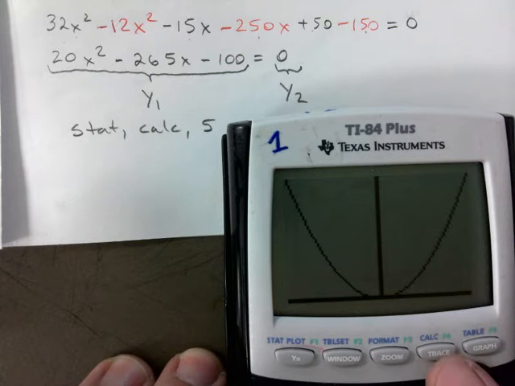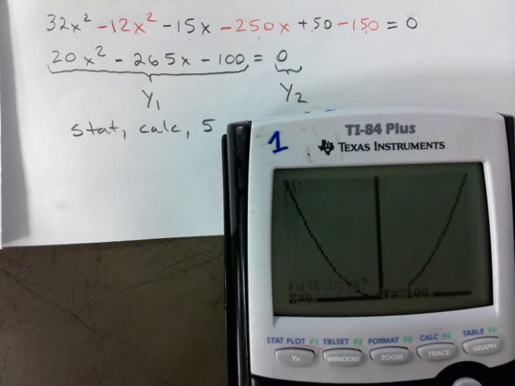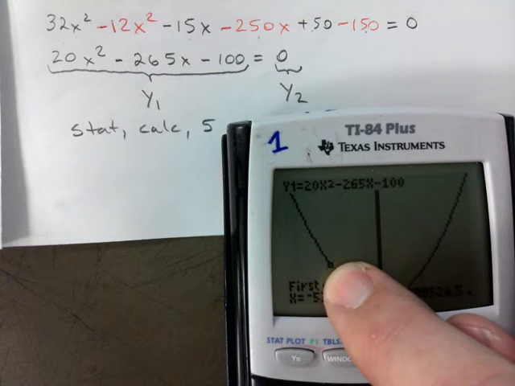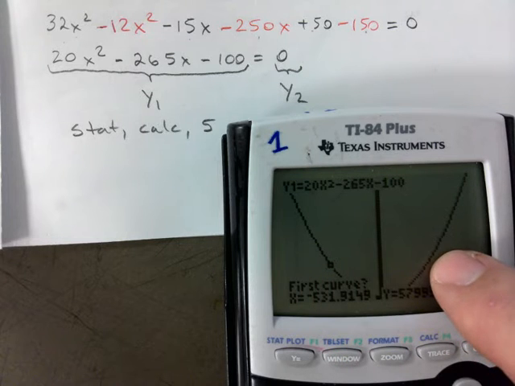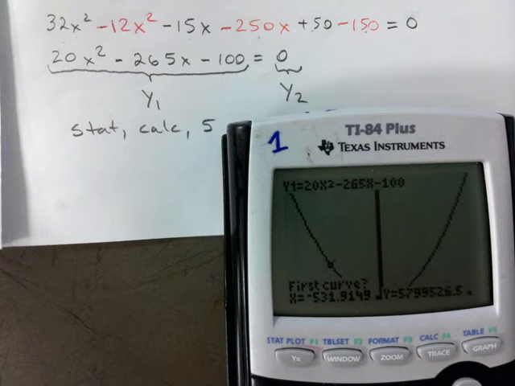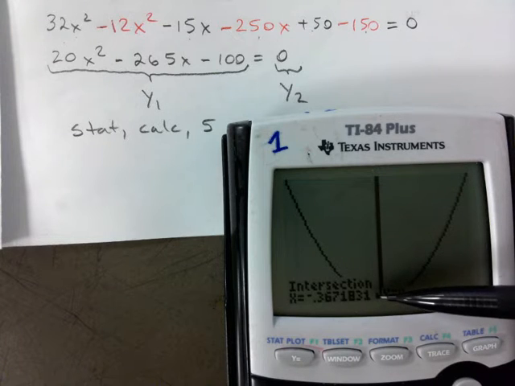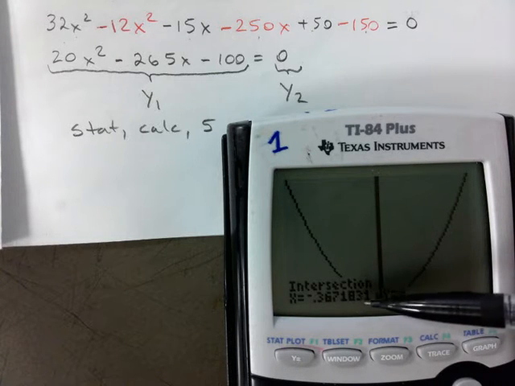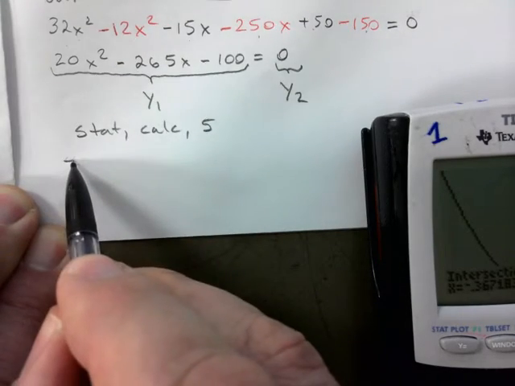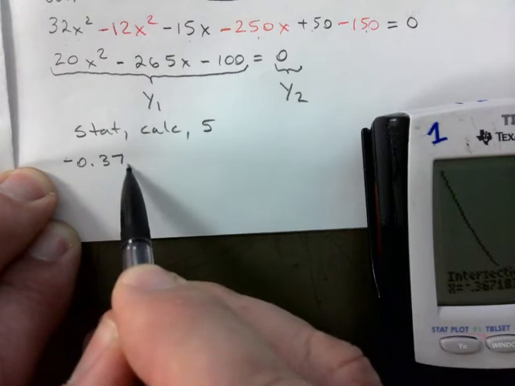So let's try this. Second trace 5. First, figure out where your cursor is. I'm going to the left here, and it's right there. You see it? It's on the left side. If yours is on the right side, just maybe come all the way over to the left here. And if I hit enter, enter, enter, it's going to find the first x-intercept, which is on the left side here. So let's write that down. Negative 0.370.